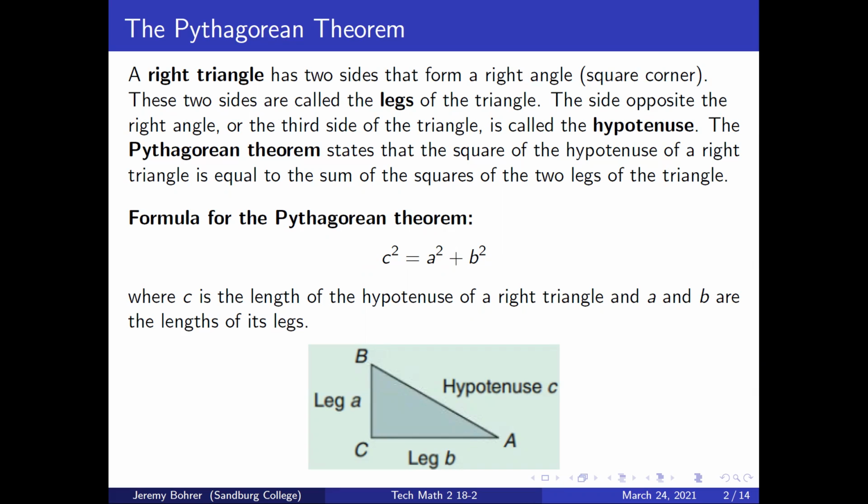The Pythagorean theorem states that the square of the hypotenuse of a right triangle is equal to the sum of the squares of the two legs of the triangle. Here's the formula for the Pythagorean theorem. c squared equals a squared plus b squared, where c is the length of the hypotenuse of a right triangle, and a and b are the lengths of its sides.